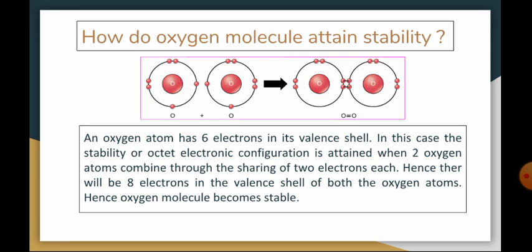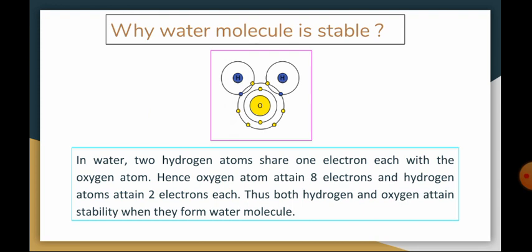Next, we come up with a question: why is the water molecule stable? In water, two hydrogen atoms share one electron each with the oxygen atom. Hence, the oxygen atom attains 8 electrons and the hydrogen atoms attain 2 electrons each. Thus, both hydrogen and oxygen attain stability when they form the water molecule.